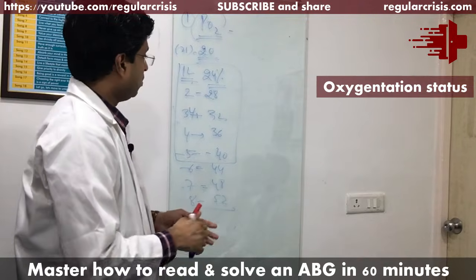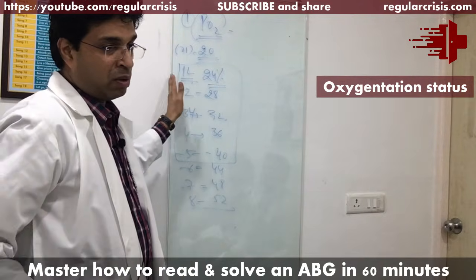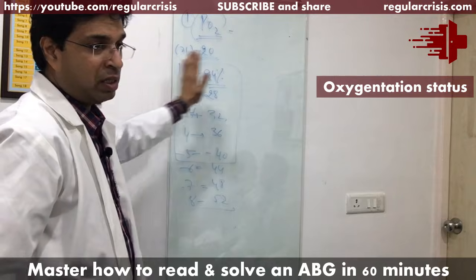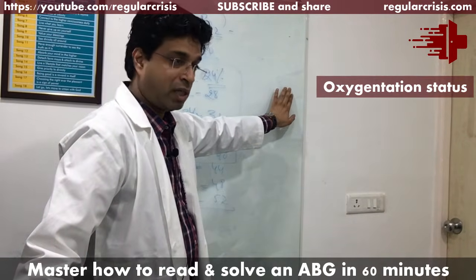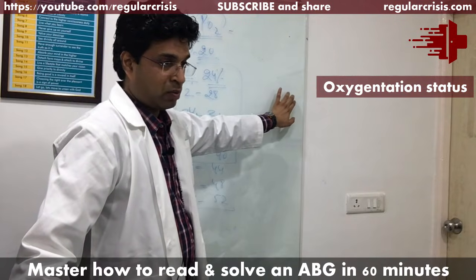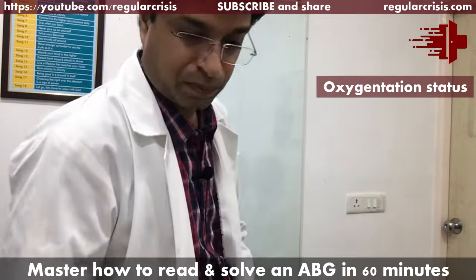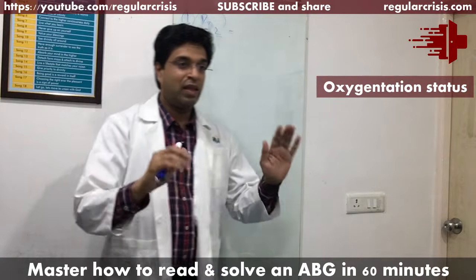Got it? So this way you convert the amount of oxygen given in liters per minute into FiO2, and from FiO2, calculate how much PO2 is expected in that ABG report. Got this point? Yes. Understood.